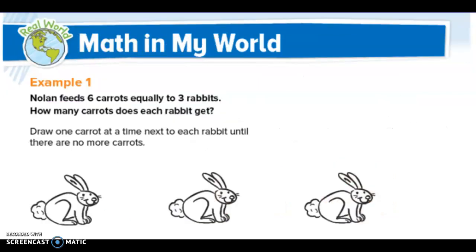Let's go to slide 8 as another example. It says Nolan feeds 6 carrots equally to 3 rabbits. So we're taking 6 carrots, and we're dividing them equally for 3 rabbits to find out how many carrots each rabbit is going to get. So we're going to partition them one at a time. 1 carrot for you, so 1, 2, 3, 4, 5, 6. We've reached our total, so we need to stop to see how many each rabbit got. 2. So 6 divided into 3 separate rabbits gets 2 each. 6 divided by 3 equals 2.